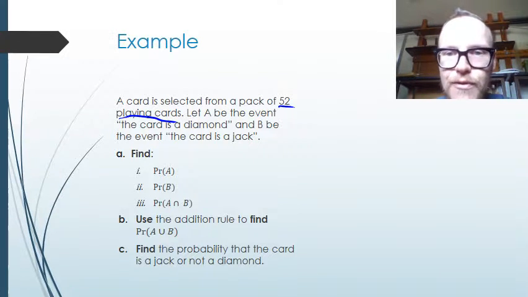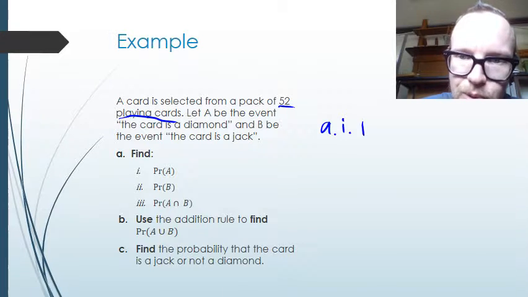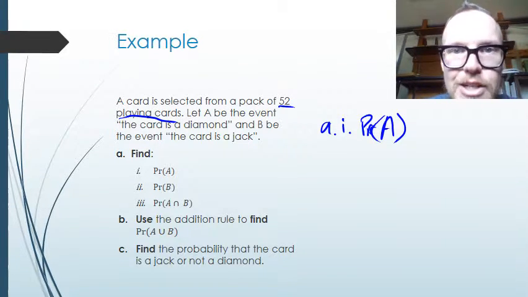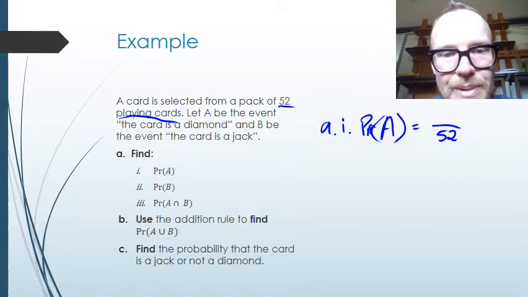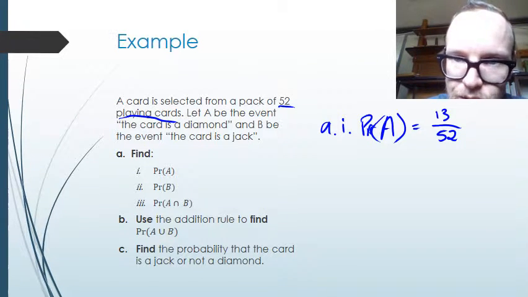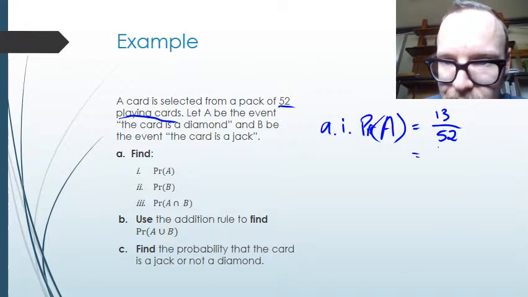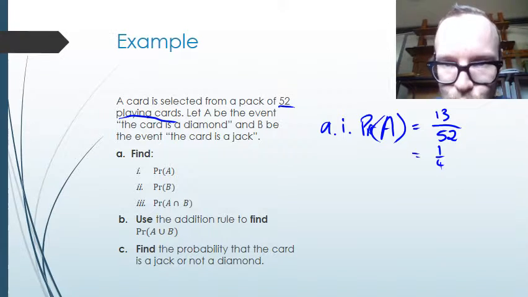We're being asked to find firstly, in part A, the probability of A, the probability that the card is a diamond. The number of total possible outcomes is 52. How many diamonds are actually in the pack? How many favourable outcomes are there? Well, there is one quarter of them, so 13 of those cards are diamonds. That means the probability of it being a diamond is 1/4.